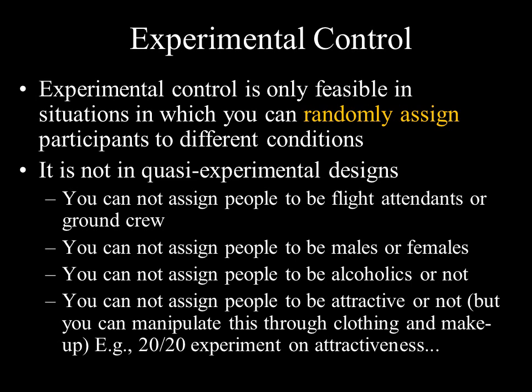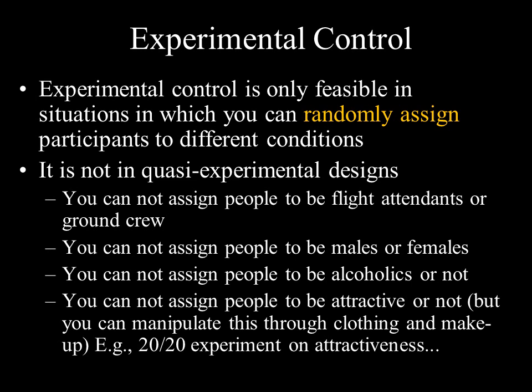Now, it's important to understand that experimental control is only feasible when you actually can randomly assign people into groups. So you can't do this when you have a quasi-experimental design. So if you're interested, for instance, in the effect of being a flight attendant or ground crew on cancer rates, you can't randomly assign people to be flight attendants or ground crew because they're different groups of people.